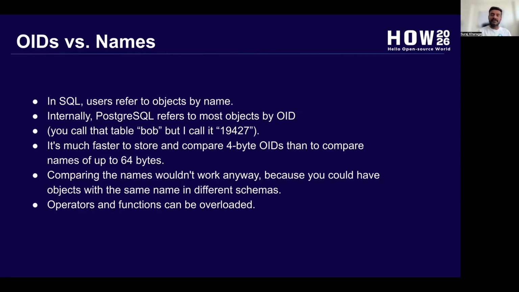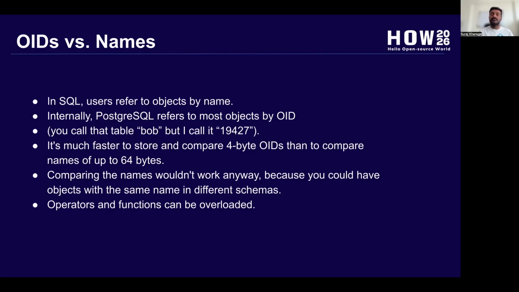Users generally refer to objects by name, but PostgreSQL internally refers to objects by OID. OID is a unique object identifier which gets assigned to every object at creation time. OID is 4 bytes in size. It's always convenient to compare OIDs instead of names, right? Because OID is 4 bytes in size and names could be up to 64 bytes.